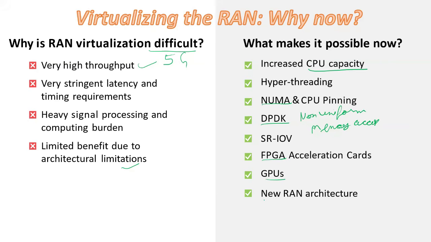And then we have new RAN architecture, right? You know that 5G is based on various things like SDN, NFV, cloud structure, or you can say cloud architecture, right? So various things are there in case of 5G. That's why virtualization is possible now, and that's why before, virtualization was not possible, right?